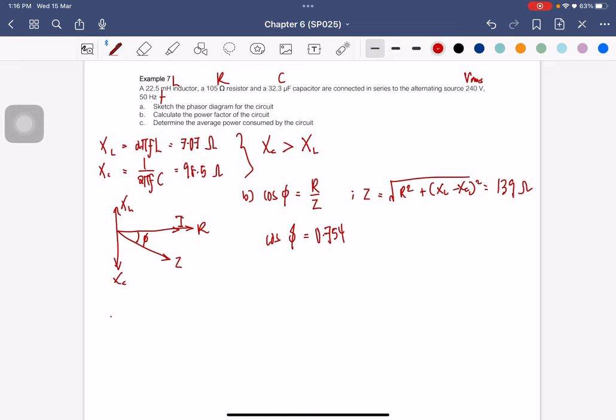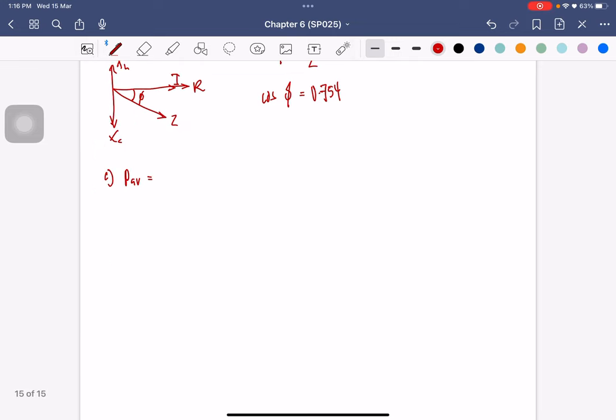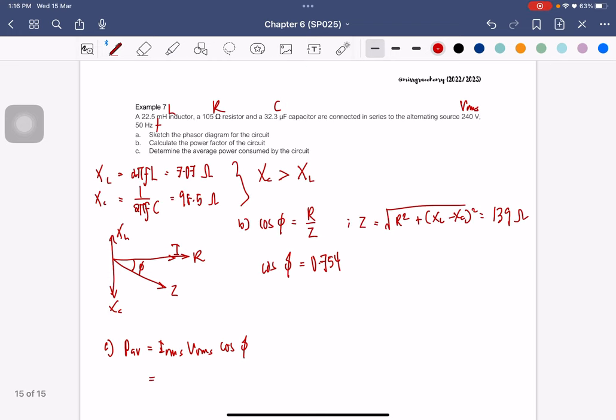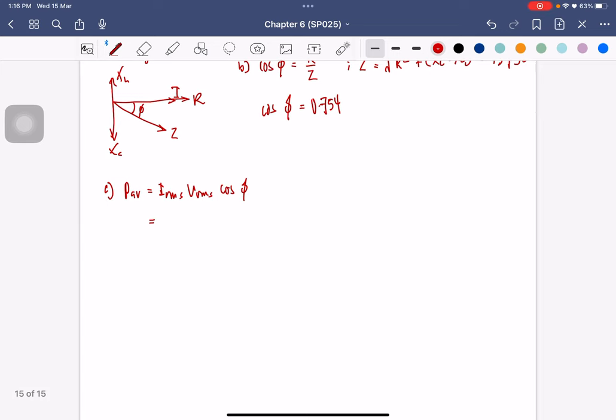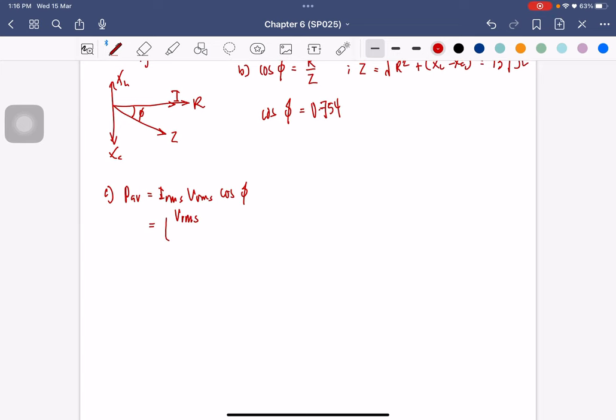Okay, next we have to determine the average power consumed by the circuit. So the average power, we know that we are gonna use IRMS, VRMS, cos phi. Okay, so from this case here, what do we have? We do not have the IRMS value. So if we substitute VRMS over Z, VRMS cos phi. Okay, dari mana yang saya dapat yang ni? This is VRMS, V equal to IZ. Macam tu lah.